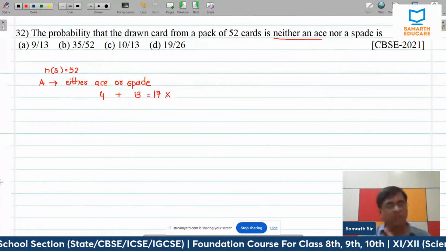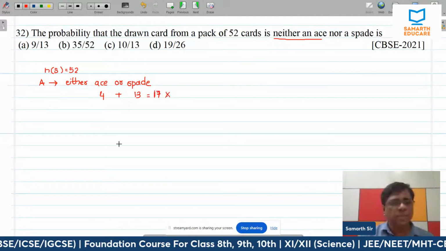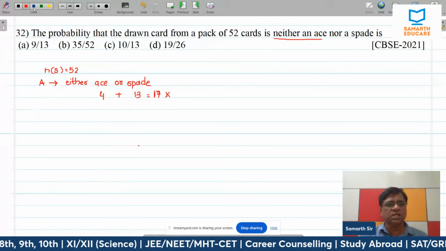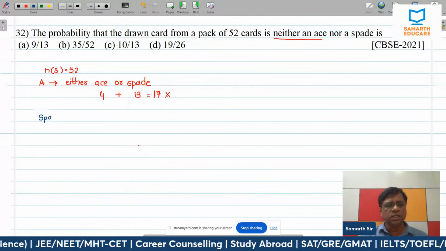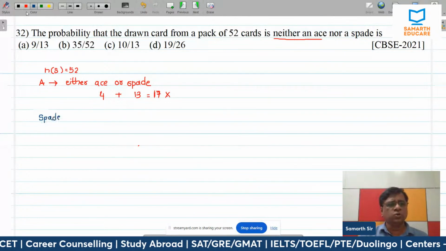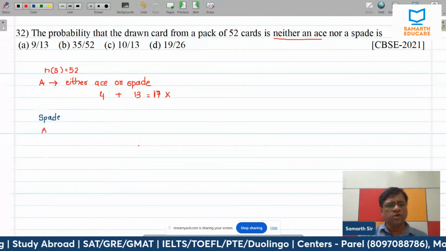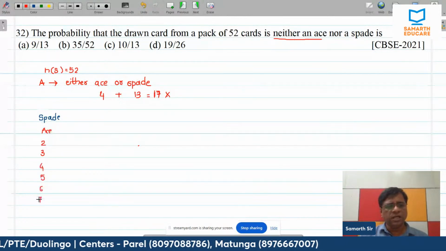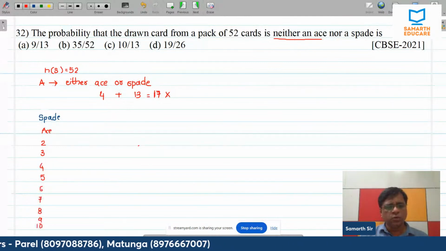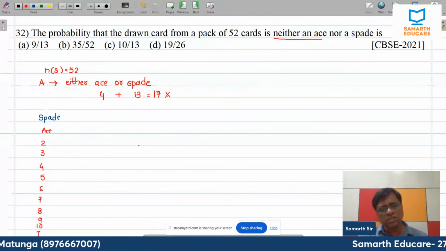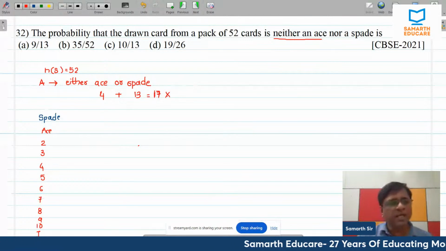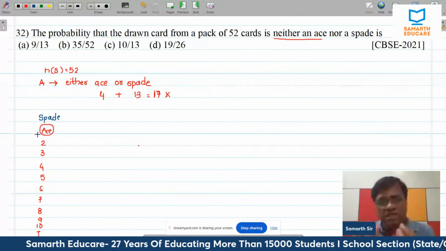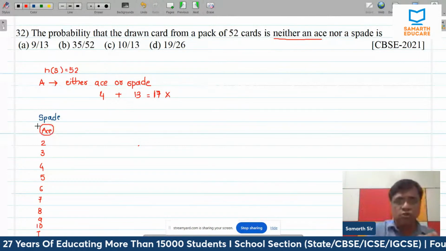You need not do all this in the exam, but because I am explaining this to you for the first time, I am doing everything. If I am counting the spade cards, how are they? The spade cards will be ace, then 2, 3, 4, 5, 6, 7, 8, 9, 10, jack, queen and king. So in total, you can see 13 cards are there. Assume you are taking 13 spade cards out of the pack.